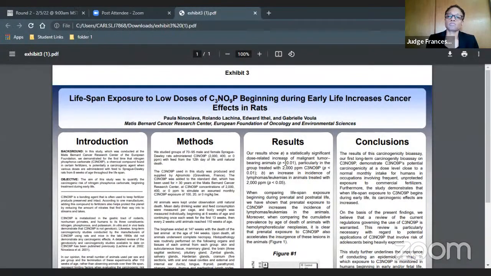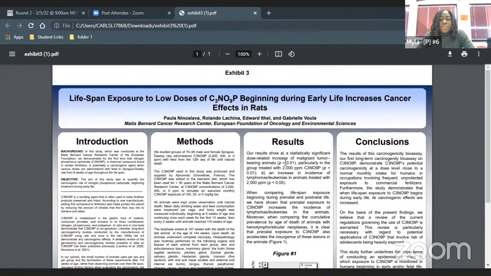Your Honor, permission to have Carson Durst turn to Exhibit 3. Granted. Without saying what this is, do you recognize it? Yes. And what is it? It's a study on rats. Is it a fair and accurate representation? Yes. Your Honor, the plaintiff moves to enter Exhibit 3 into evidence.